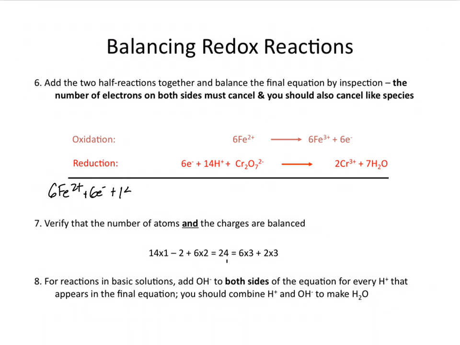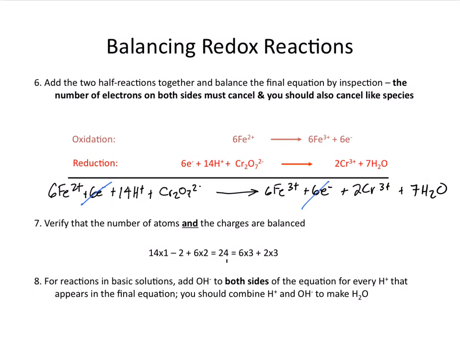And then we have 14 H pluses. And then we have 1 of our Cr2O7 2 minus ions. Okay, those are all going to be brought down on the left-hand side. And on the right-hand side, we're going to have 6 Fe3 plus, 6 electrons, plus 2 Cr3 plus ions, plus 7 H2O. Okay, so now that we've brought all of those down, we're going to look and see if there are any items that we can cancel on both sides. Okay, so first of all, electrons, 6 electrons and 6 electrons, those should be one of the first things that cancel out.